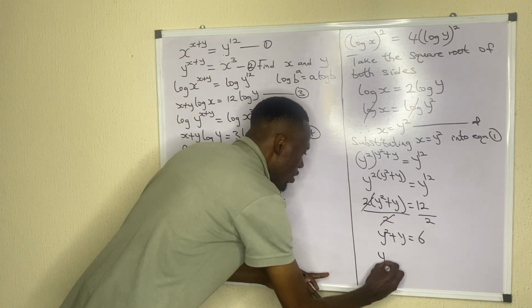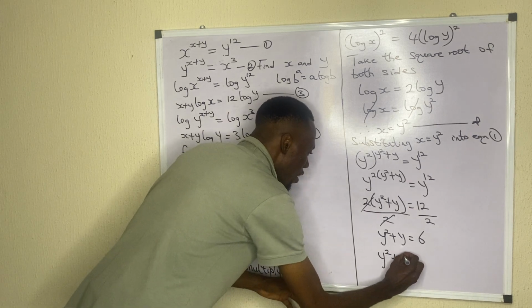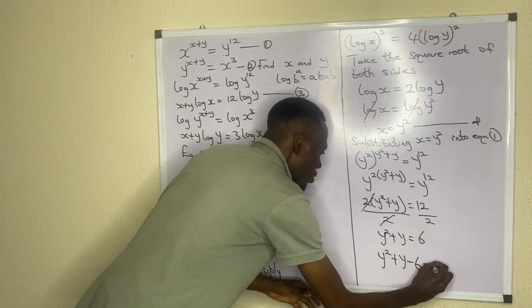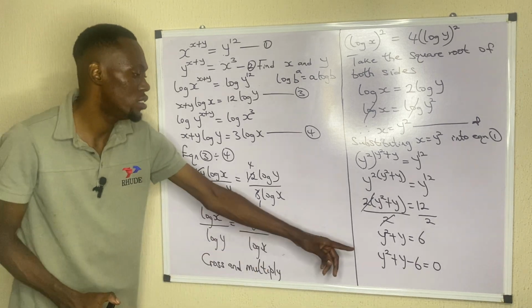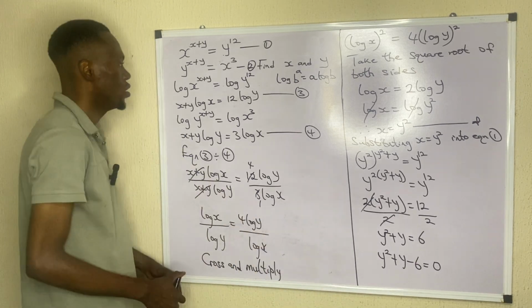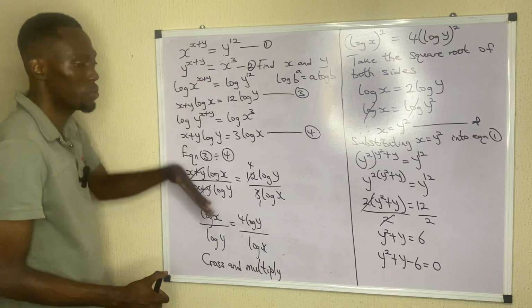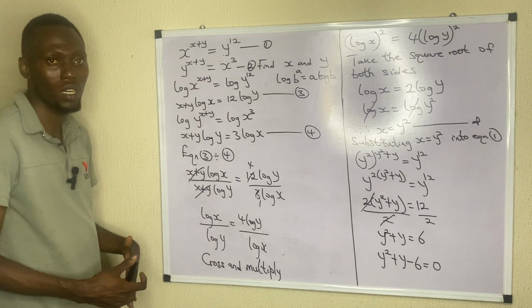So I'll be left with y squared plus y minus 6 equals 0. So what we have to do is to solve this quadratically. So let's clean some part of this board and solve that quadratically, right?